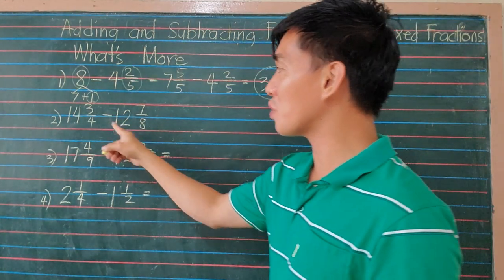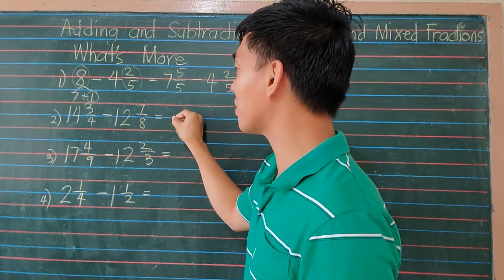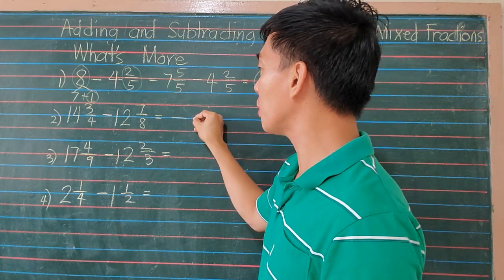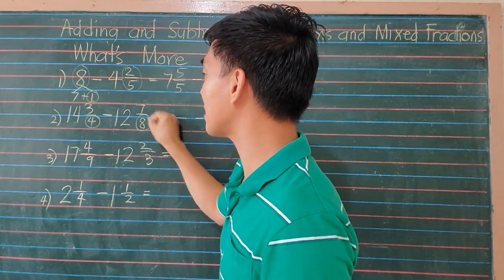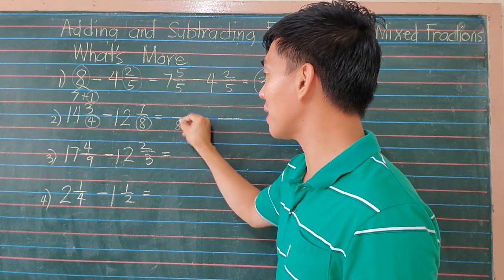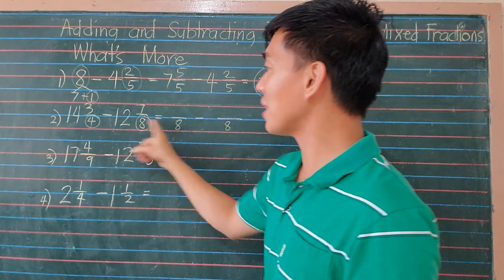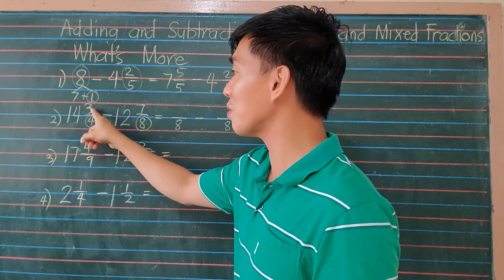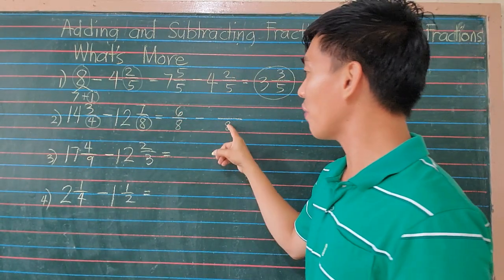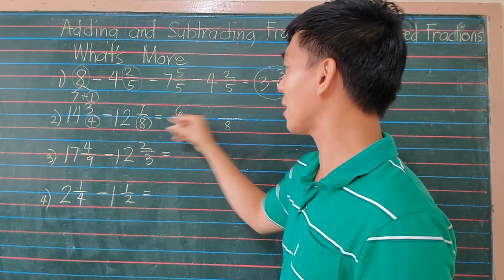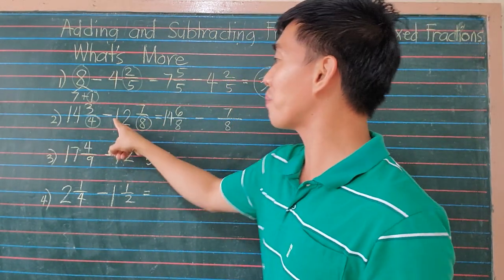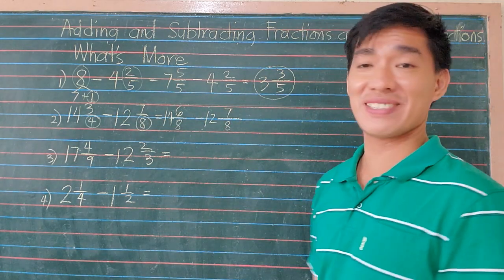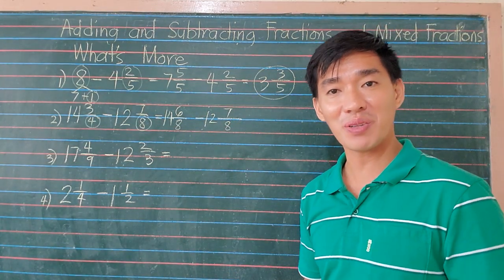For item number 2, because they don't have the same denominator here, we will look for their common denominator first. So this is 4 and this is 8. So their common denominator is 8. Now 8 divided by 4 is 2 times 3, that is 6. Now 8 divided by 8 is 1 times 7, that is 7. Copy 14 and copy 12 as your whole numbers. Okay? Just always copy the whole numbers.